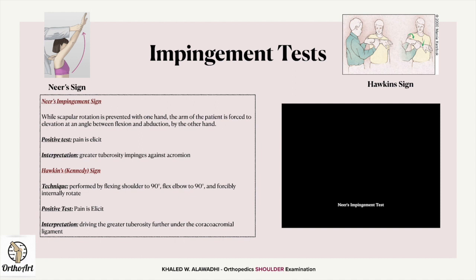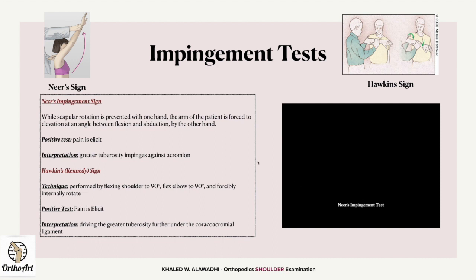The Hawkins sign has almost the same interpretation and positive sign, but the technique differs. It is performed when you flex the shoulder at 90 degrees, flex the elbow at 90 degrees, and forcibly internally rotate, as shown here. But make sure before you do the test that you stabilize the scapula to avoid any masking.